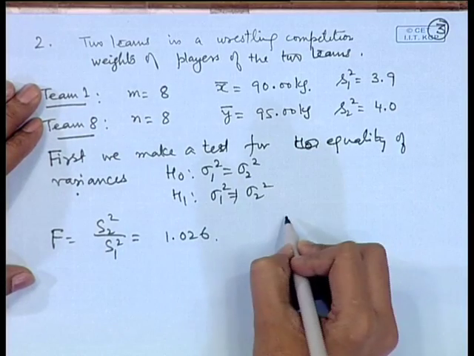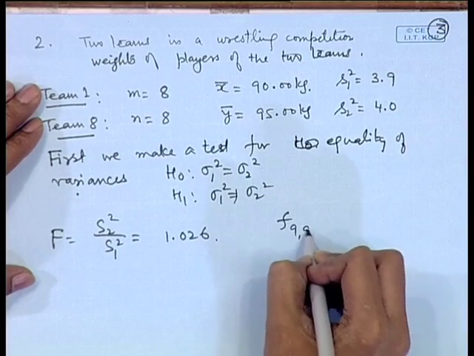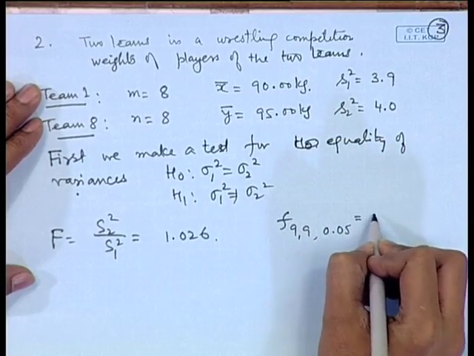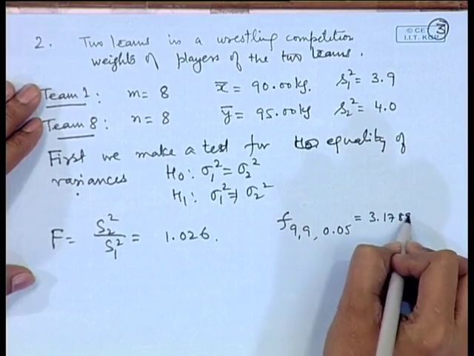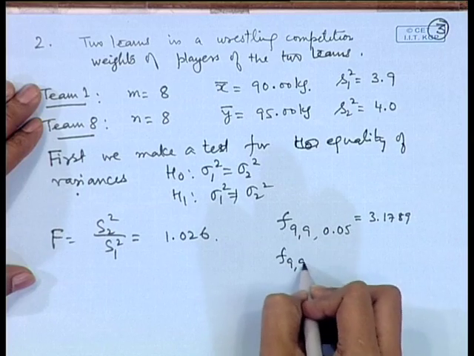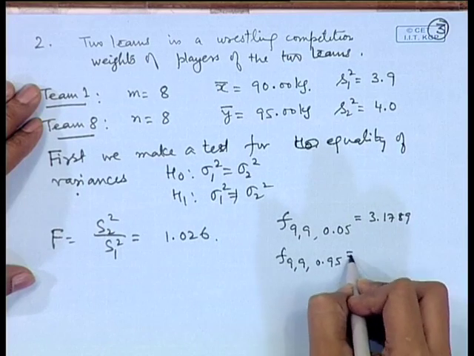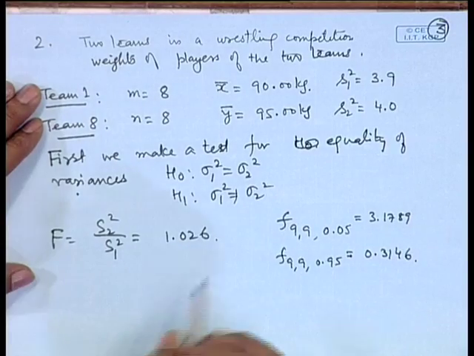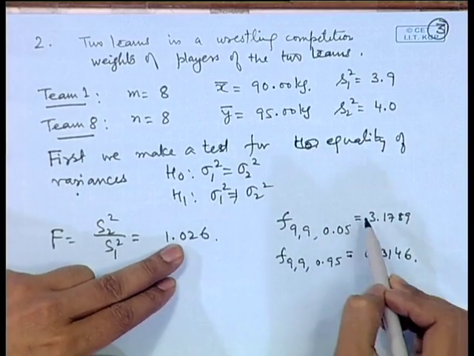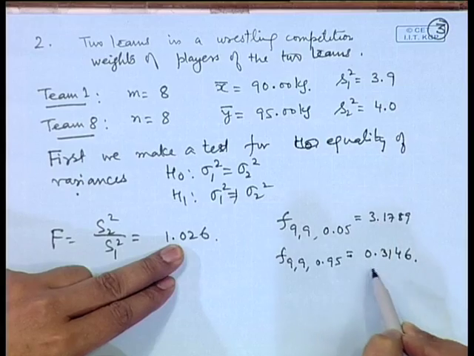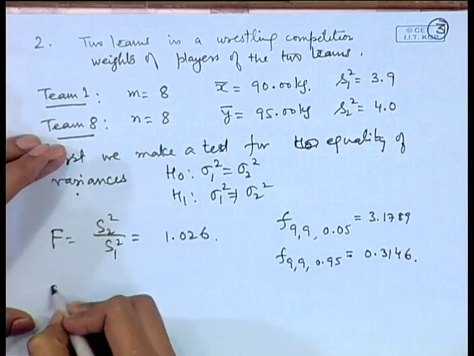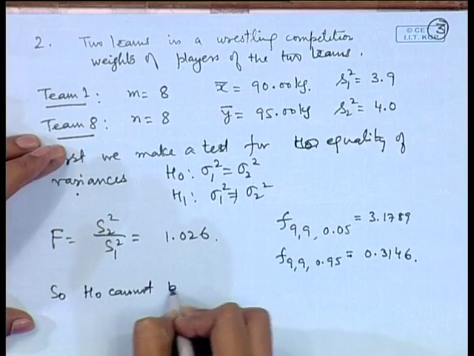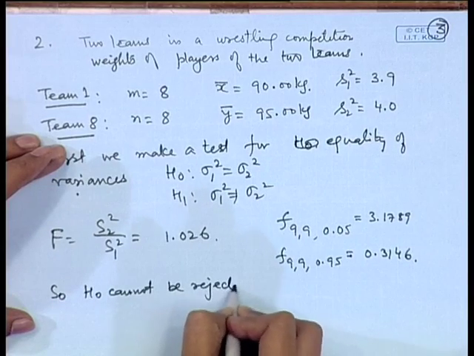1.026. Now, if we look at the F value on 9 degrees of freedom at say 0.05, then it is 3.1789. If we see F 9,9,0.95, that is equal to 0.3146. So, you see here 1.026 is not greater than this value, it is not less than this value. So, H naught cannot be rejected.